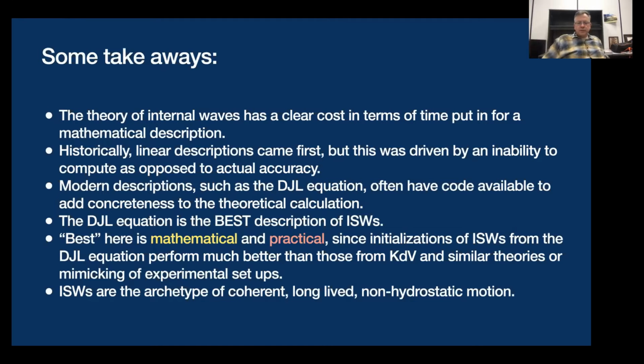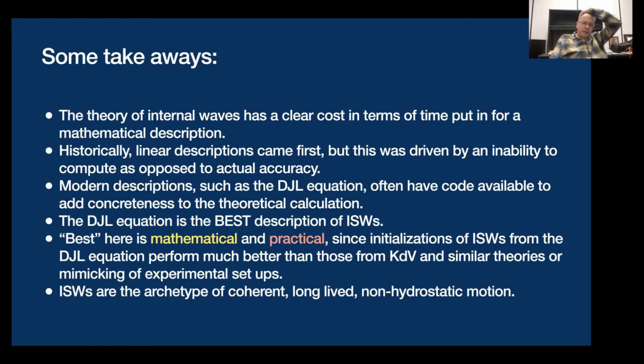So modern descriptions, such as the DJL equation, often have code available and add concreteness to the theoretical calculations. I don't think it's reasonable to expect coastal oceanographers to dig up Bruce Turkington's papers on optimization theory, but I think it is quite reasonable to download Mike Dunphy's code and run it in MATLAB or Python or whatever version you favor.